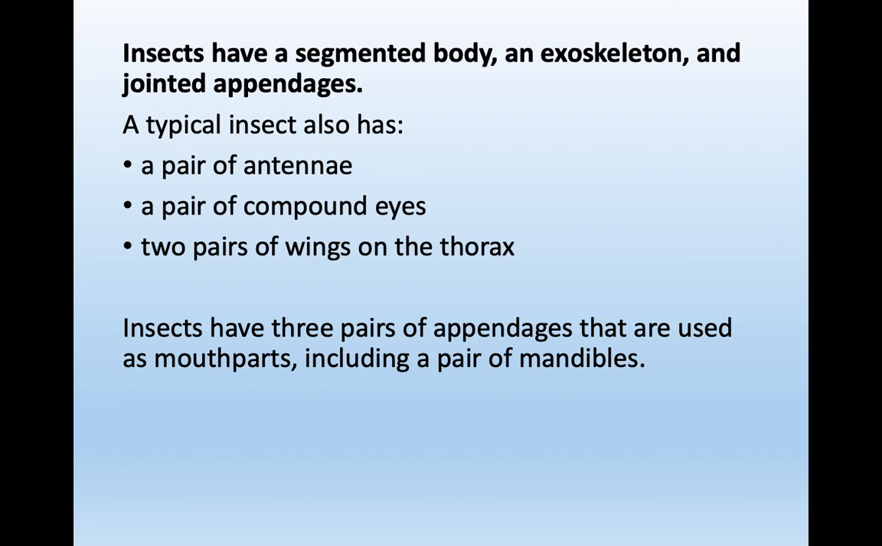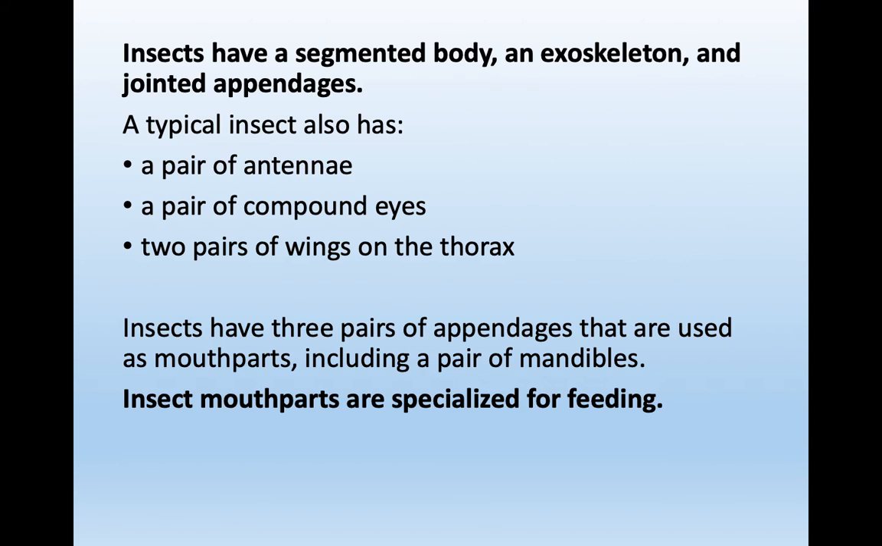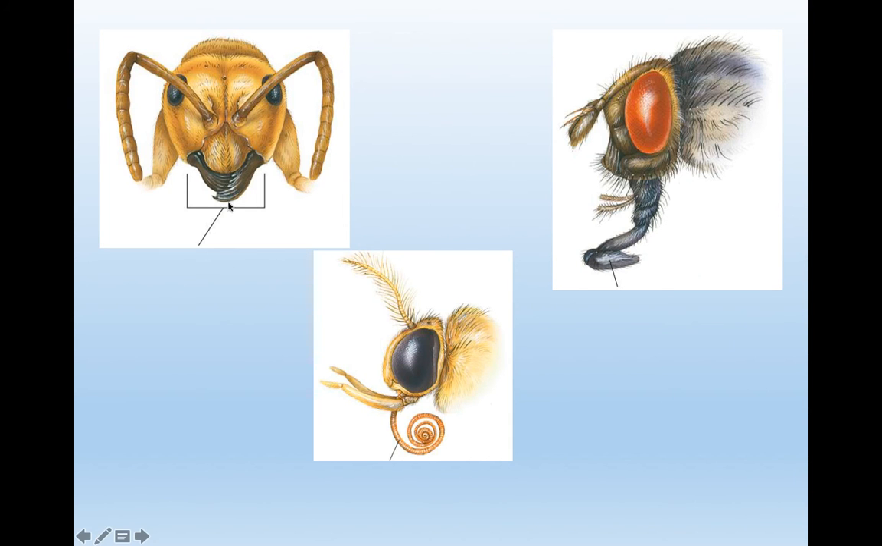Okay, now insects have three pairs of appendages that are used as mouth parts. One of those pairs of appendages are the mandibles, and then the other appendages are going to be kind of specialized for the type of food that they're going to eat and how they get that food. So you have a diagram here of some examples of mouth parts.